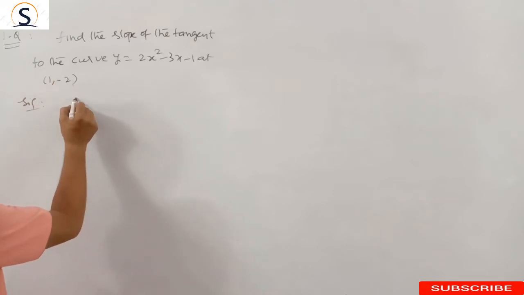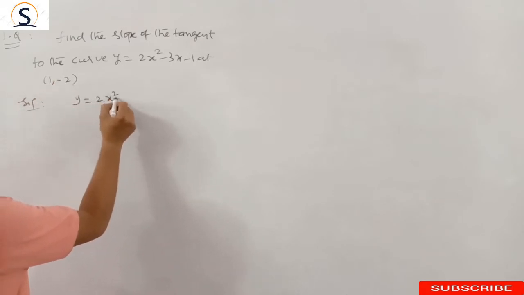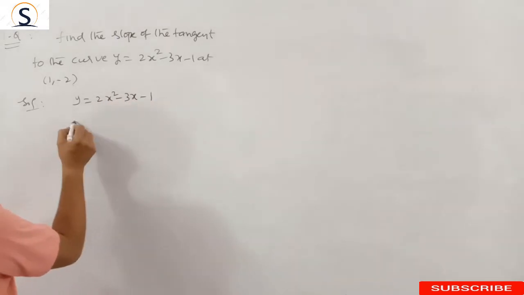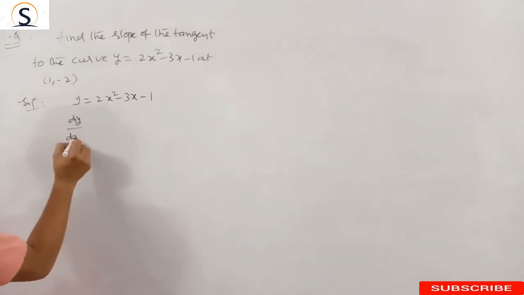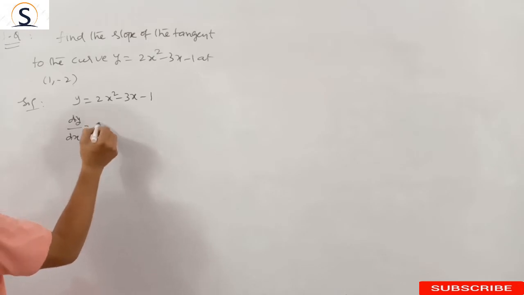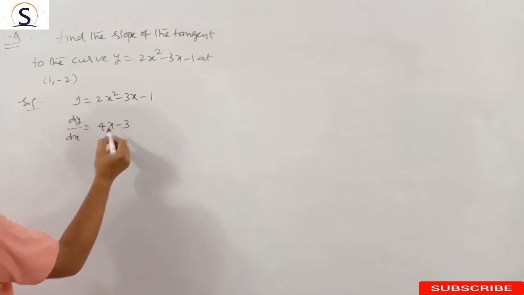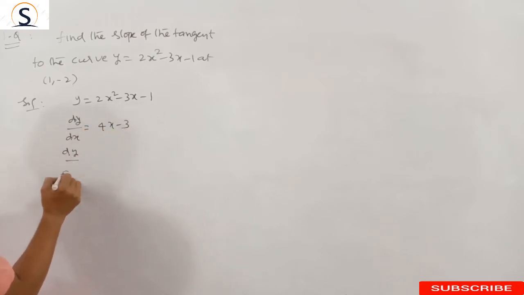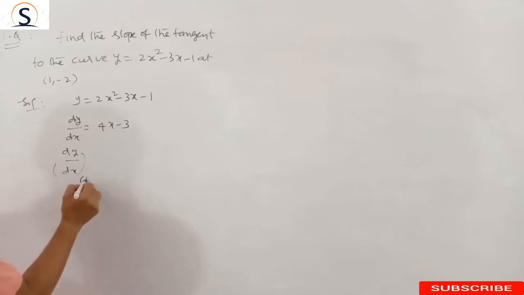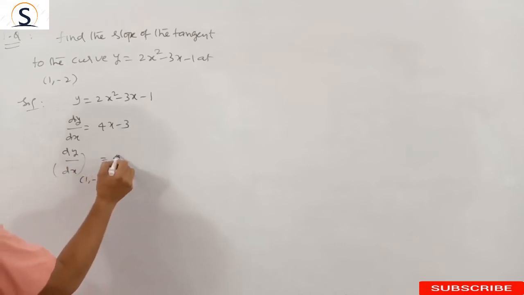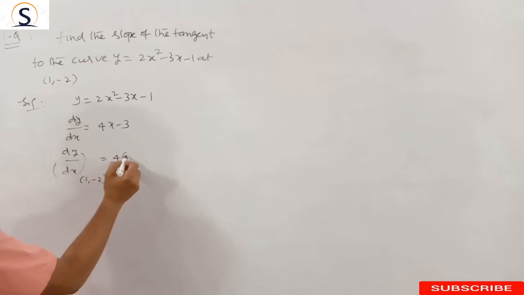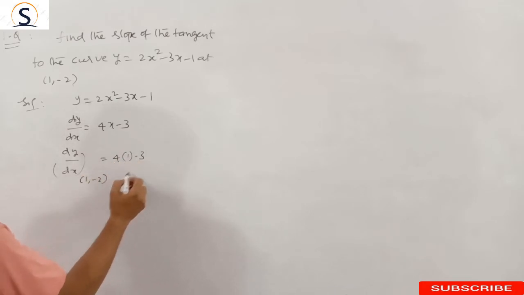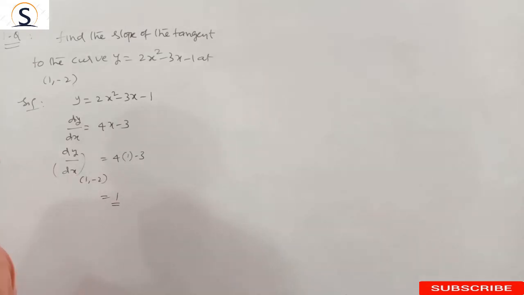Here y is equal to 2x square minus 3x minus 1. Then dy by dx is equal to 2 into 2x is 4x minus 3. Then find dy by dx at the point 1 comma minus 2. 4 into the x coordinate is 1. Substitute here: 4 minus 3. This is equal to 1. This is the slope of the tangent.